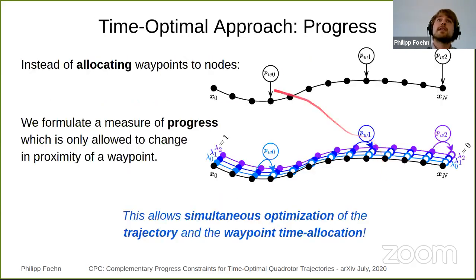So instead of allocating these waypoints to specific nodes along the trajectory, we formulate a measure of progress along the trajectory. We formulate this measure of progress individually for each waypoint. And then we want to track this progress, and we only allow the progress to change in close proximity to a waypoint. This allows us to simultaneously optimize the trajectory and the waypoint time allocation. So how does this work in detail?